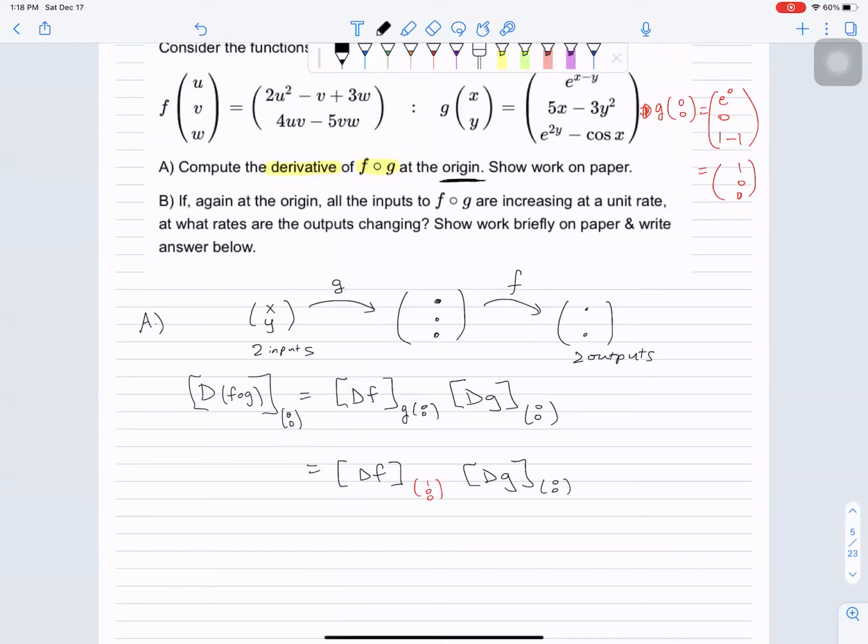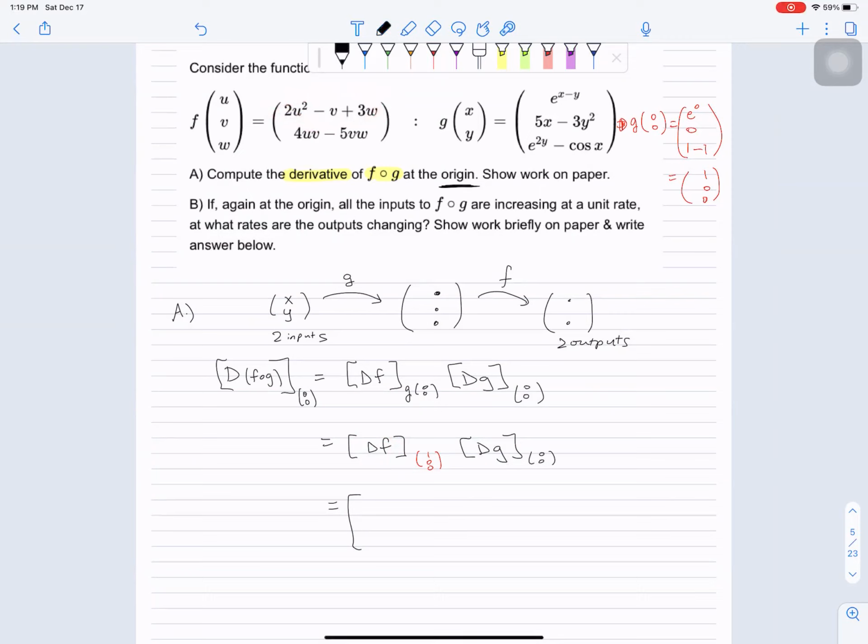Okay, and now let's find what is df. So remember that when I'm finding the derivative matrix, or also called the Jacobian, the rows are outputs, columns are inputs. So I look at my first output, take the partial with respect to u, that gives me 4u. Partial of this with respect to v is -1. Partial with respect to w is 3. Okay, and then I look at my second output, partial with respect to u is 4v. Partial with respect to v is 4u minus 5w. And partial with respect to w is -5v. So we have that evaluated at 1, 0, 0.